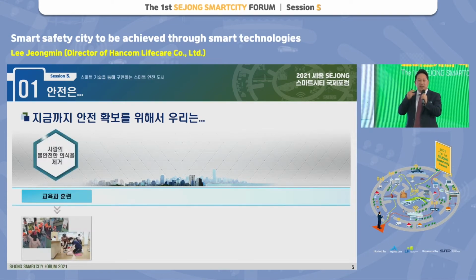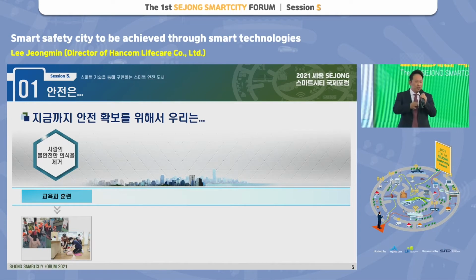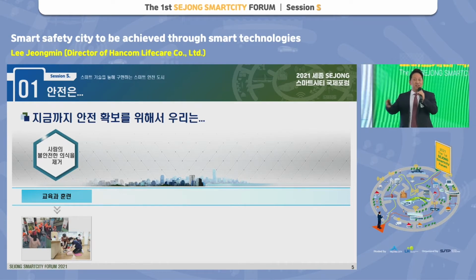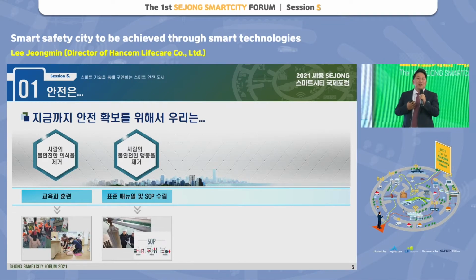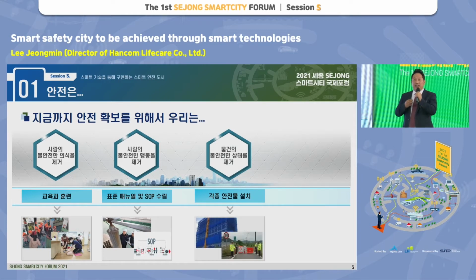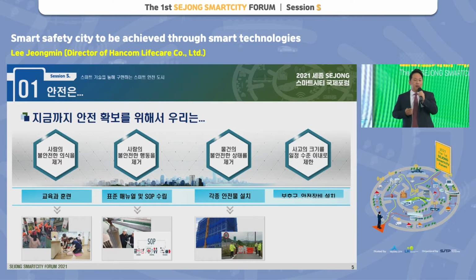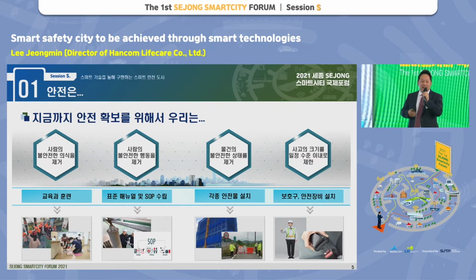In order to secure safety so far, we try to eliminate unsafe consciousness from the person. We provide training and education to eliminate any unsafe consciousness of people from childhood to adulthood. We should also eliminate unsafe behavior from people. Maybe a standard manual and SOP will be established to eliminate any unsafe behaviors. And we really need to eliminate or remove any unsafe status of objects. For example, safety fences, safety tools and safety device installation.